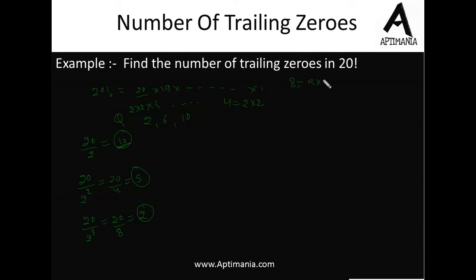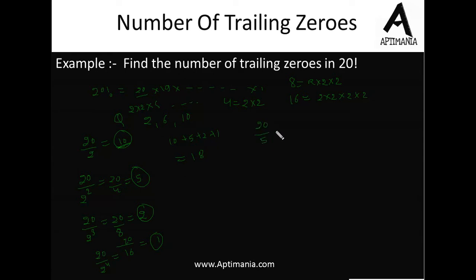So there are 2 numbers which have 3 2s in them, and one of the numbers is 8. This 8 is 2 into 2 into 2. So we have 3 2s in 8, and then 16 also, right? Now let us divide 20 by 2 raised to power 4, that is 16. On dividing 20 by 16, the quotient would be 1. So we have one number which has 4 2s in it, and the number is 16. 16 is 2 into 2 into 2 into 2, right? So in total, the number of 2s that we have got is 10 plus 5 plus 2 plus 1, that is 18 2s.